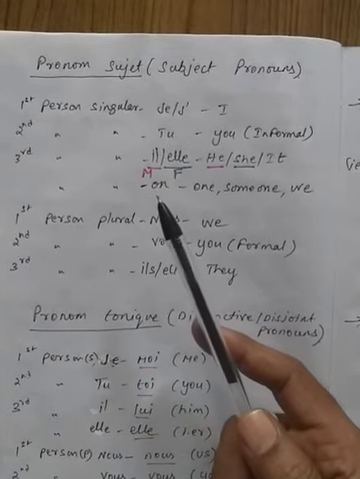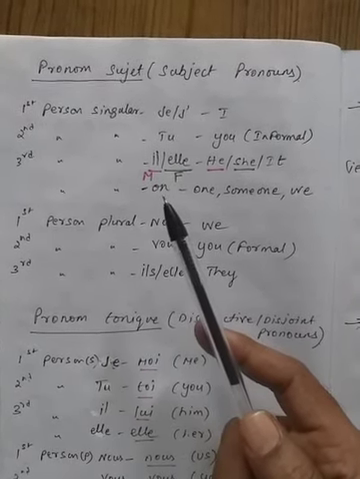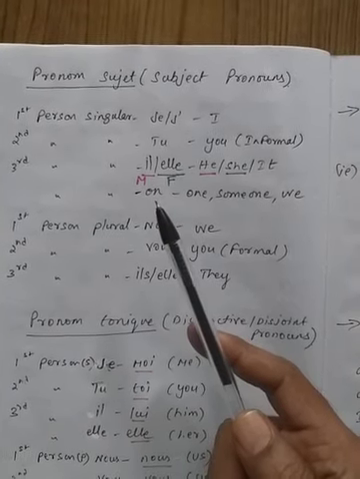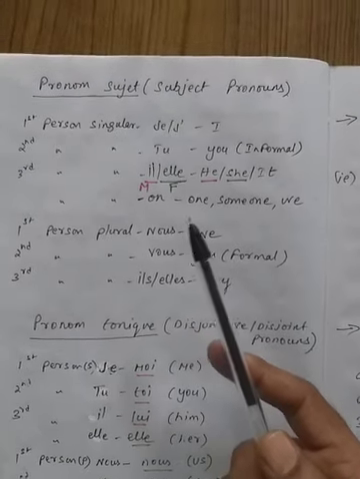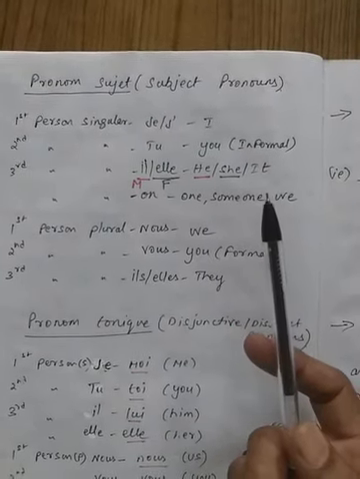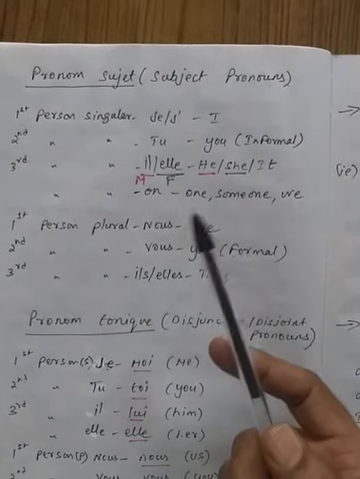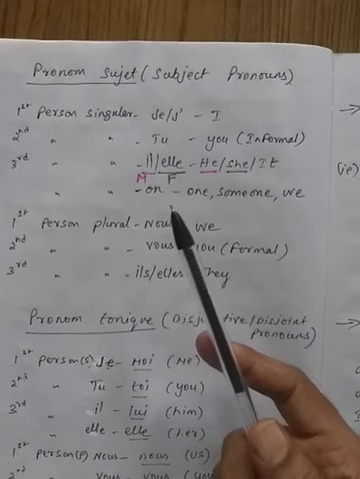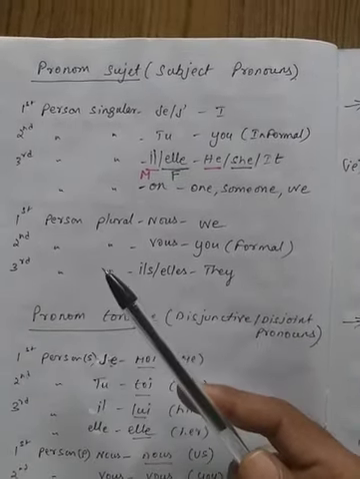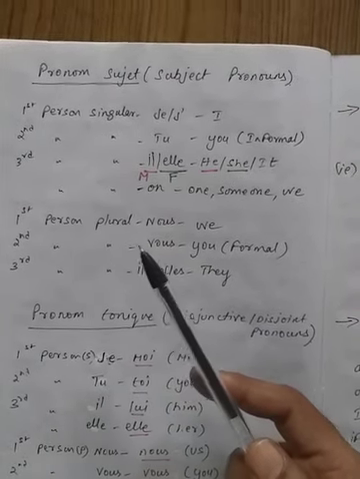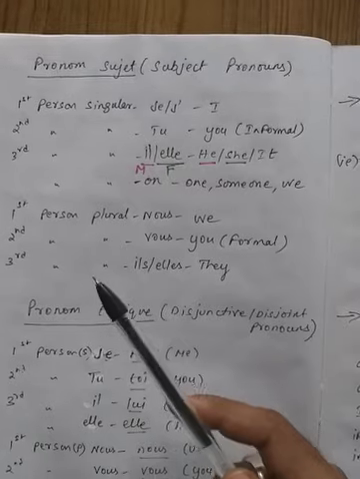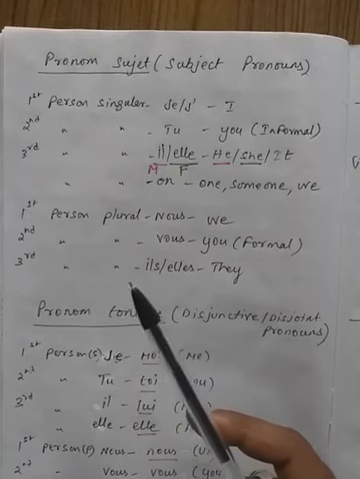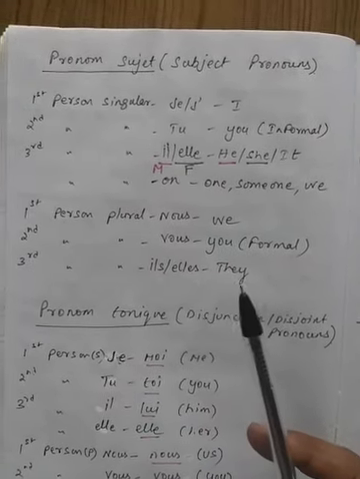One more third person pronoun is there, but it is not often used. What is it? On. Its meaning is one, someone, we. If the subject is unknown, you can use this third person singular pronoun on in the sentence. Then come the plural pronouns. First person plural, nous, meaning we. Second person plural, vous, meaning you, formal. Third person plural, ils, elles, meaning they.